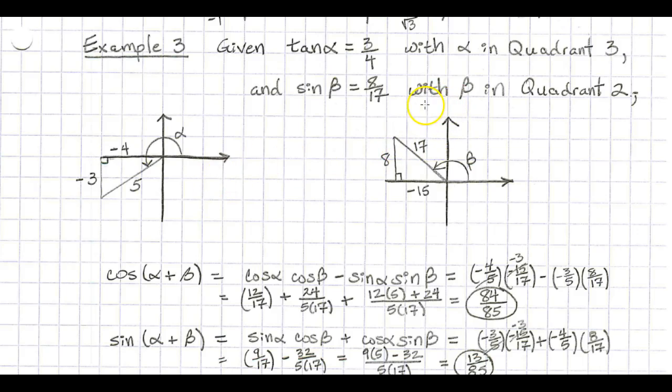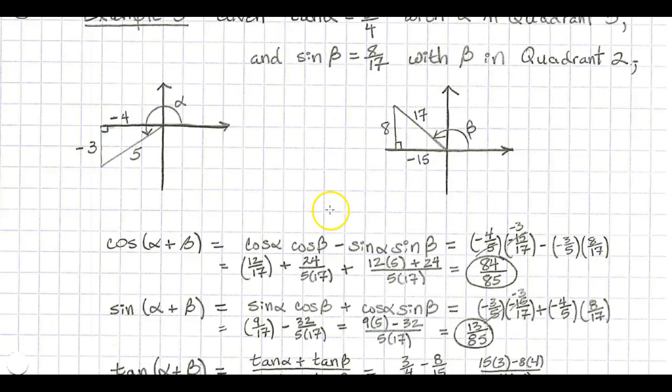And then I know the sine of beta is 8/17, where beta is in quadrant 2. So here's beta in quadrant 2. The sine is opposite over hypotenuse, which is 17. You can use the Pythagorean theorem to see this is minus 15, the minus sign because it's on the negative x-axis. Or you recognize an 8, 15, 17 right triangle, either way.